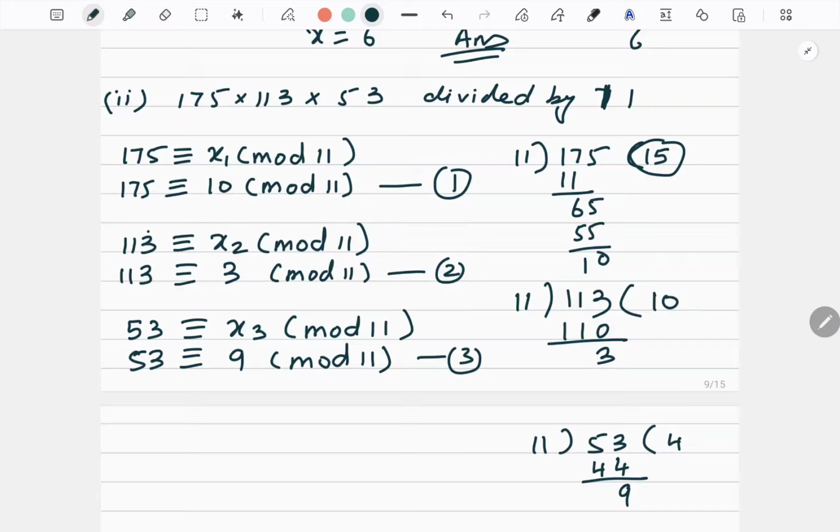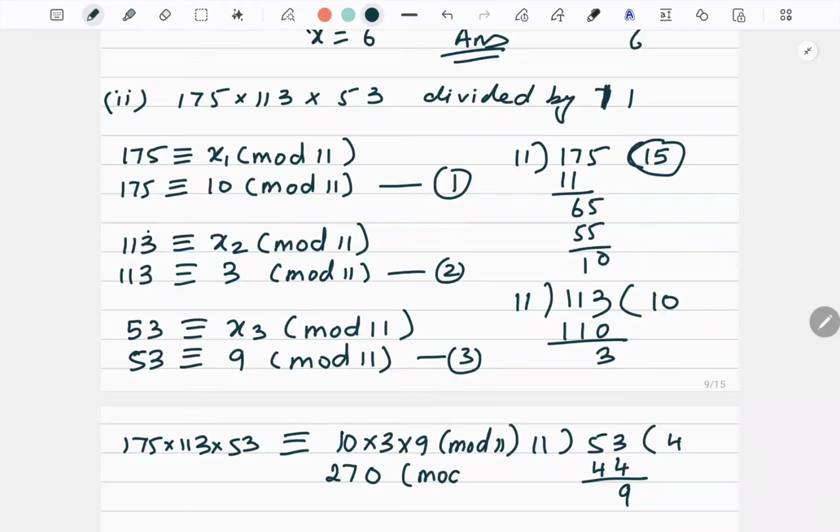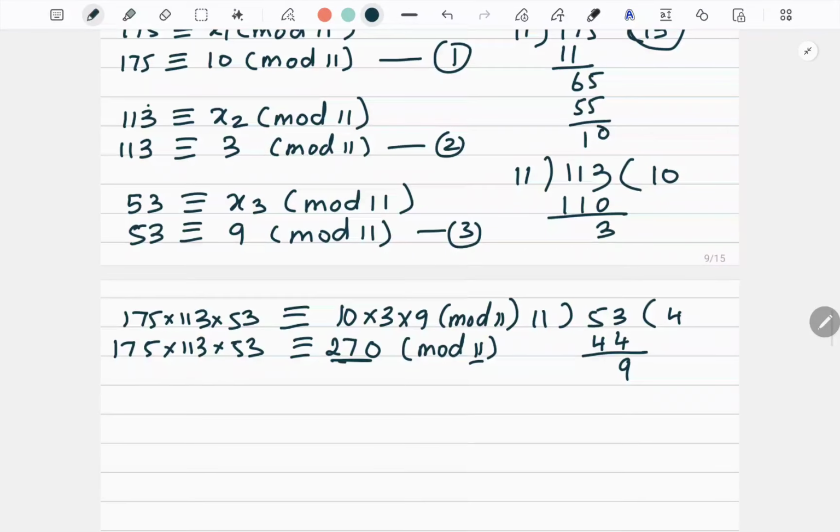Now what I'll do? I'll multiply all the 3 equations. So now I'll have 175 into 113 into 53 congruent 10 into 3 into 9 mod 11. Right? So 9 3s are 27 and 270 mod 11. But now again my problem is this is more than 11. 270 is more than 11. So I need to reduce it.